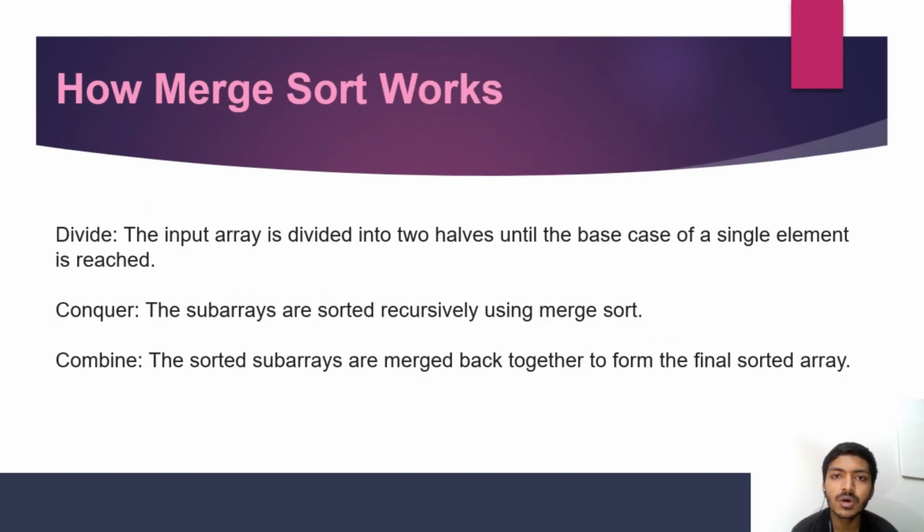Moving on to how merge sort works. As I've already told you, merge sort works on the divide and conquer algorithm. In this algorithm, the first step is to divide the problem into sub-problems. The second step is to sort the given problem, and the third step is to merge the solutions together. So first of all, we divide the input array into two halves until the base case of a single element is reached. Then the sub-arrays are sorted recursively using merge sort. And then the sorted subarrays are merged together to form the final sorted array.